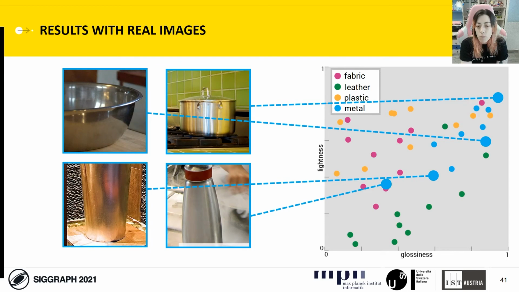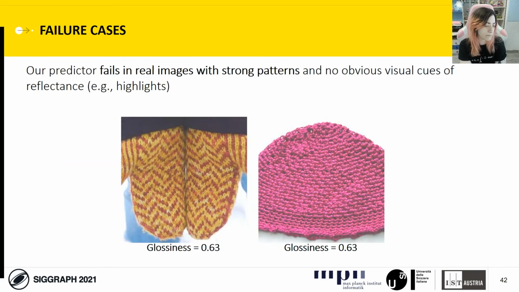Finally, let's see some more examples for the category with metals. In this category, materials usually cluster around high glossiness and lightness values, since most of them are quite shiny and bright. And overall, we can see that our predictor is quite accurate in matching the observed material properties for real images, although we have clearly identified some failure cases.